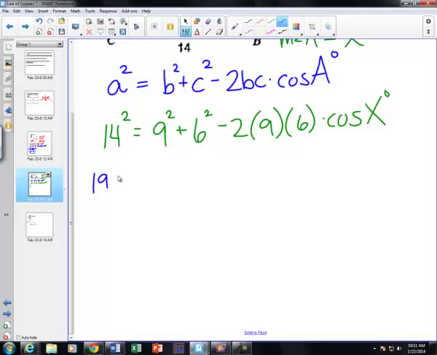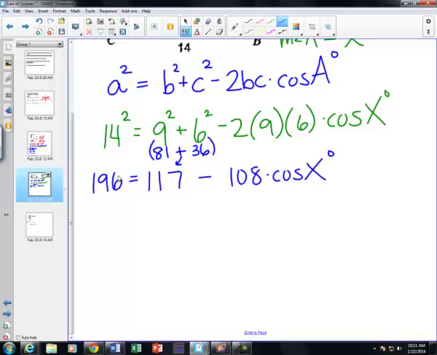So 14 squared, 196. I'm going to go ahead and put these together here. 81 plus 36, you're going to get 117. Minus, when you multiply 2 times 9 times 6, you're going to get 108 times the cosine of x. So these two I went ahead and combined right away. All right, now a lot of students next would do 117 minus 108.